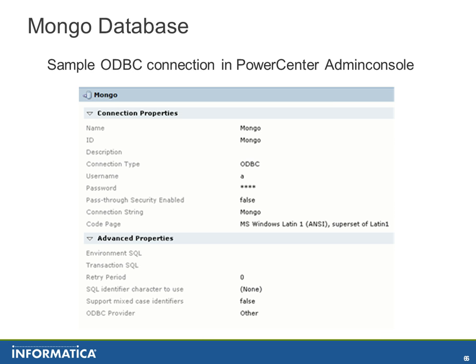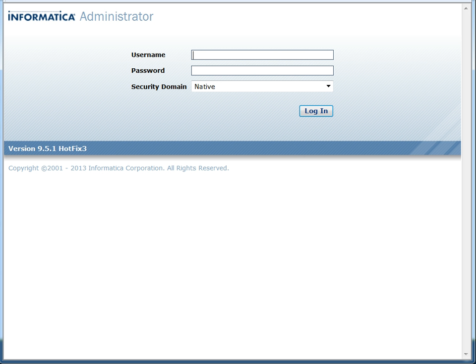And this is the screenshot of my MongoDB ODBC connection which I have created in the PowerCenter admin console. Now I will walk through the steps on how to create the ODBC connection in admin console and import the table from MongoDB using that ODBC connection. For that, first launch the admin console and log into the console.